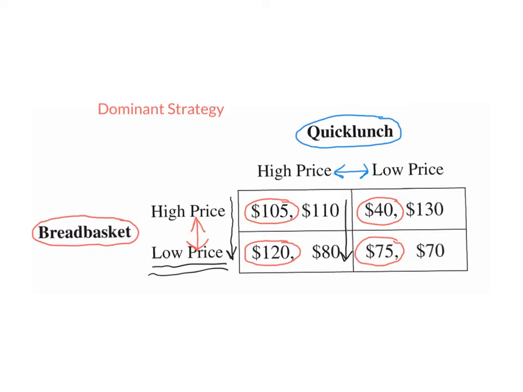Another way this question could be asked is, does Quick Lunch have a dominant strategy? If Breadbasket sets a high price, what should Quick Lunch do? Quick Lunch should set a low price if Breadbasket sets a high price. If Breadbasket sets a low price, what should Quick Lunch do? They should set a high price. We will notice that those arrows are moving in opposite directions. Therefore, Quick Lunch does not have a dominant strategy.